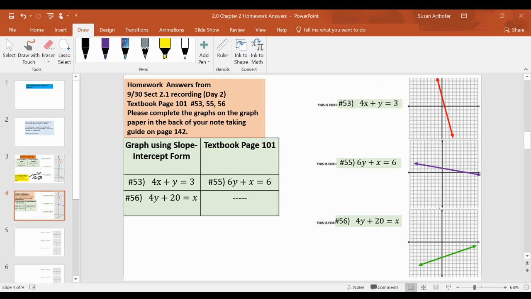Here's the next day's homework. This is from section 2.1, recording day 2. It was out of the textbook, and you just had to look on the last slide of the recording because I printed it right there for you.